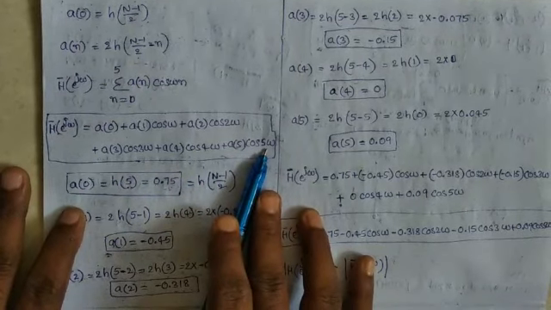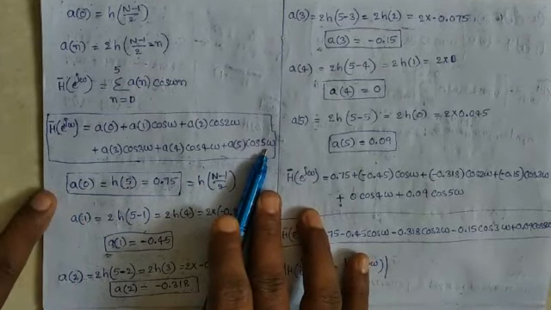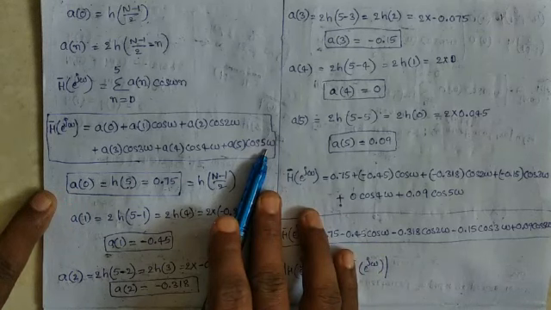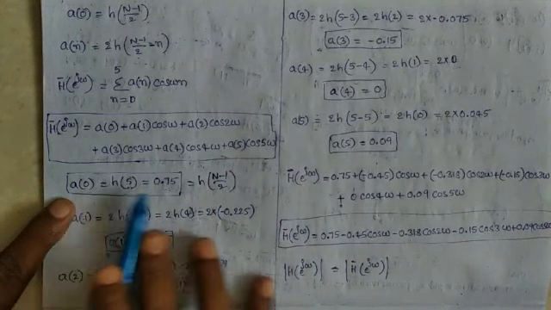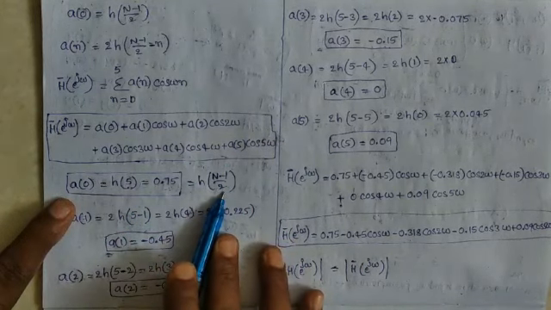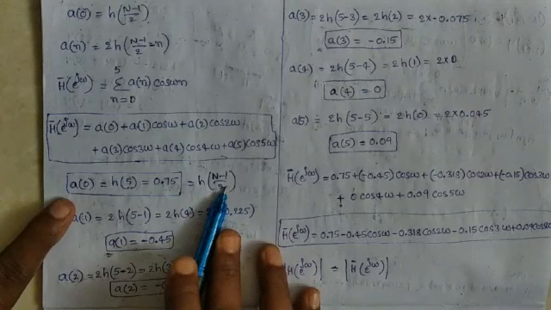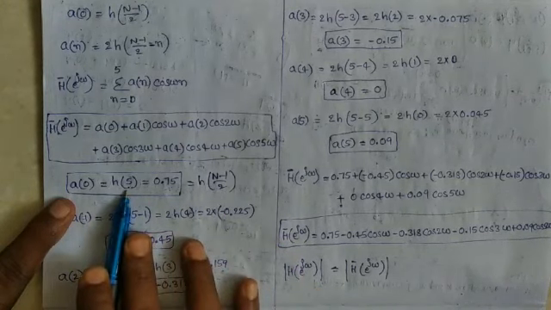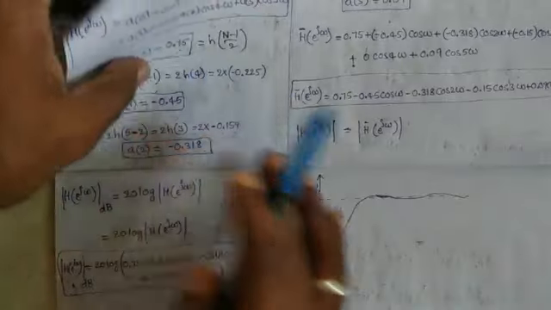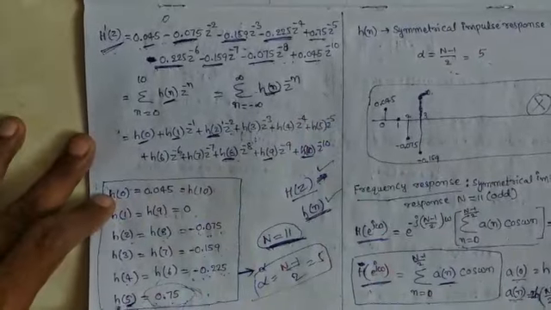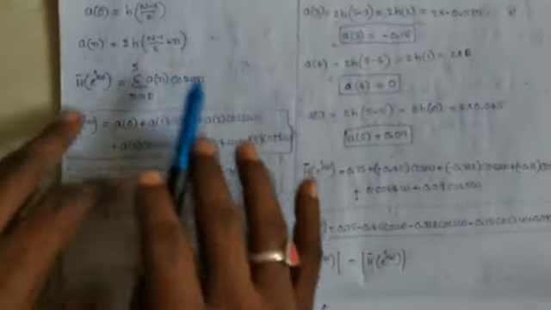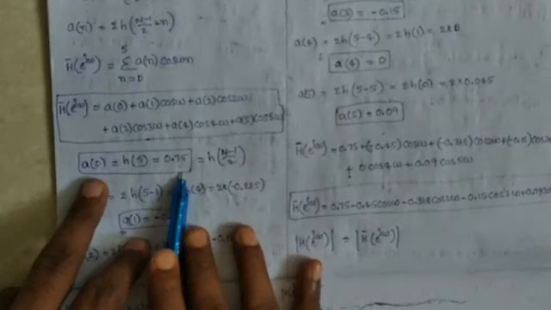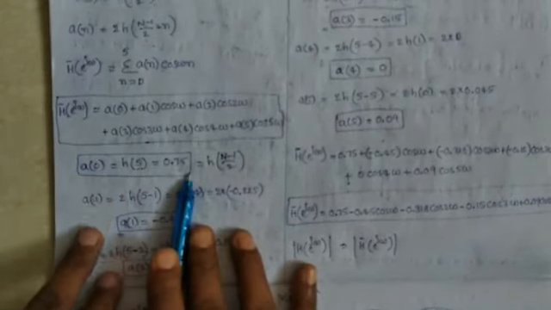Now we are determining the a of 0, a of 1, a of 2, a of 3, a of 4, a of 5 values. Here a of 0 is equal to what? How to calculate a of 0? It is h of (capital N minus 1) by 2. Here (capital N minus 1) by 2 is 5, so h of 5. Already we have calculated h of 5. What is h of 5? h of 5 is equal to 0.75. So a of 0 is equal to 0.75.